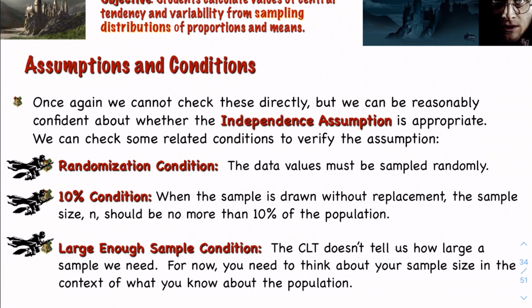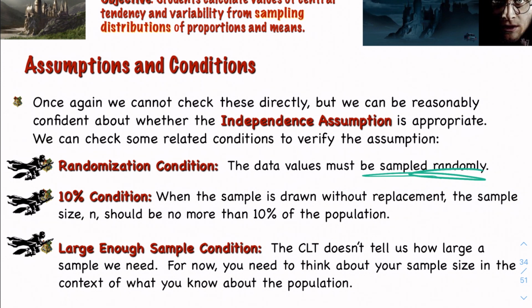Now, caveat, there are assumptions and conditions that we, again, must check. So once again, we cannot check these directly, but we can be reasonably confident about whether the independence assumption is appropriate. We can check some related conditions to verify that assumption. So the randomization condition: the data values must be sampled randomly. I've got to say that. If it doesn't say it, then we can't assume it.